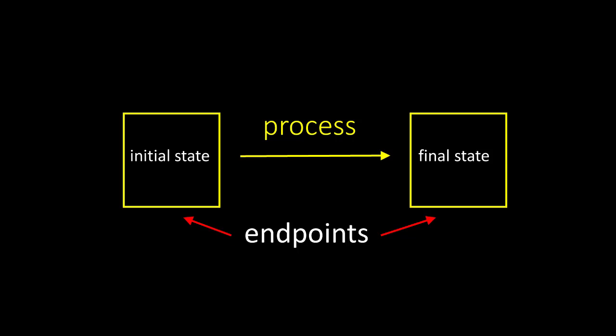Although there could be other scenarios, the scenario we will analyze is a certain type of system that starts in an initial state and changes during a process to a final state. The initial and final states are the endpoints of the process.